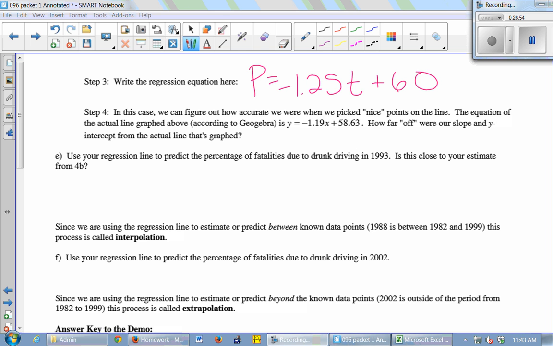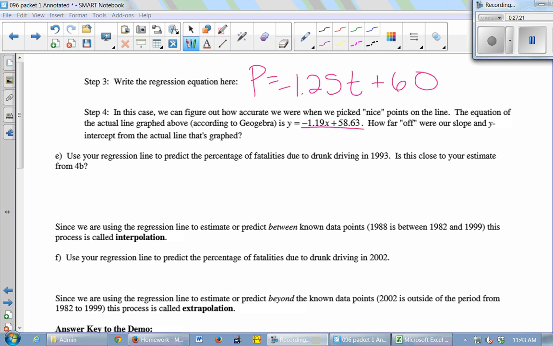In this case, we can figure out how accurate we were when we picked nice points on the line. The equation of the actual line graphed according to a computer program was negative 1.9x plus 58.63. How close were our values of negative 1.25 and 60? Pretty close. Not bad for just eyeballing the points.